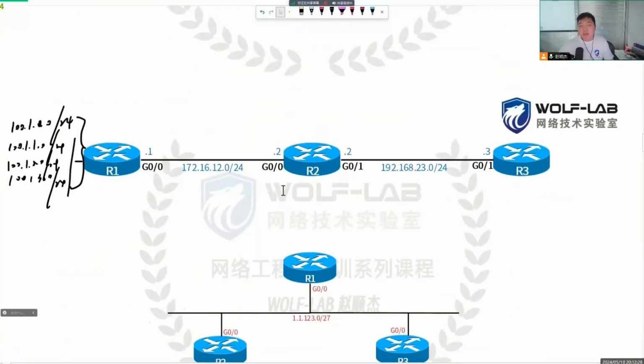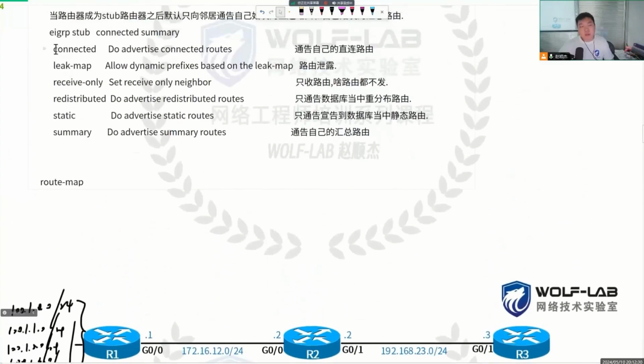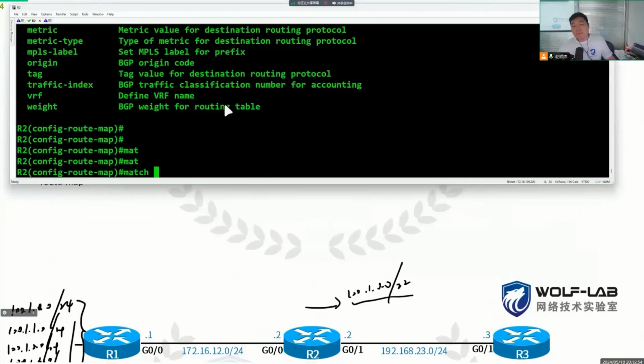For example, being able to pass out the summarized route 100.1.0.0/22 from my own database. Also let it pass out, leak out, right, students? So how do we do it? We can write an access control list. So access list 1, we wrote 1, 10. We match it. 100.1.0.0, this routing entry, as R2.